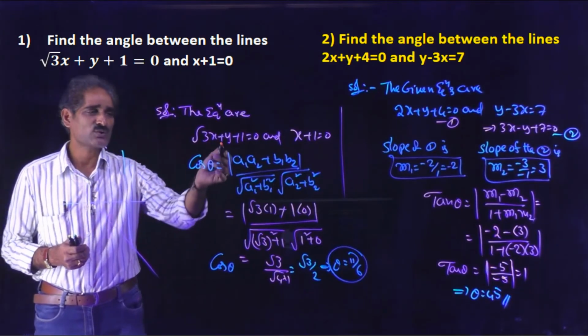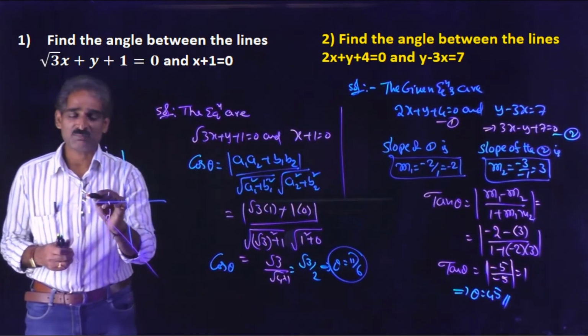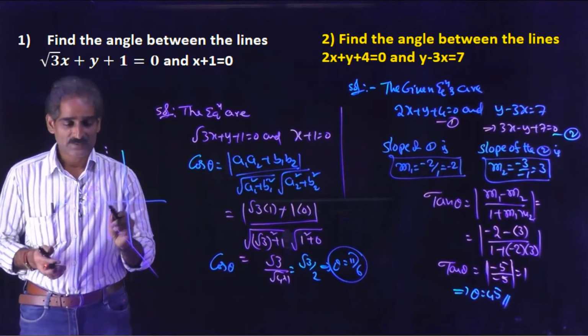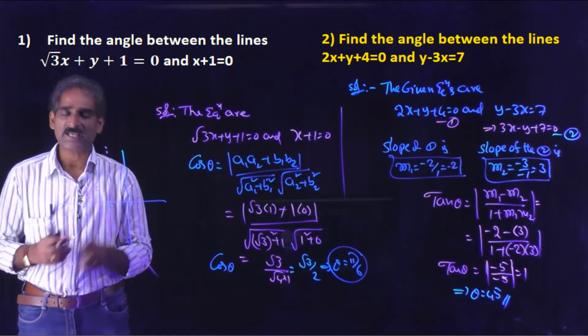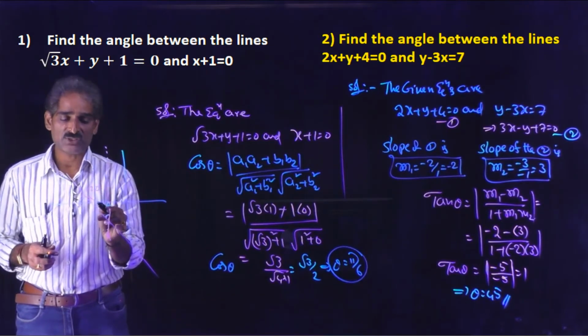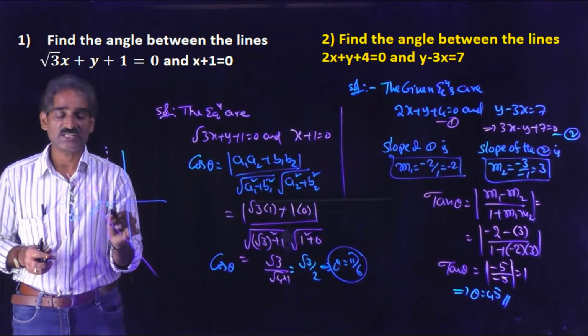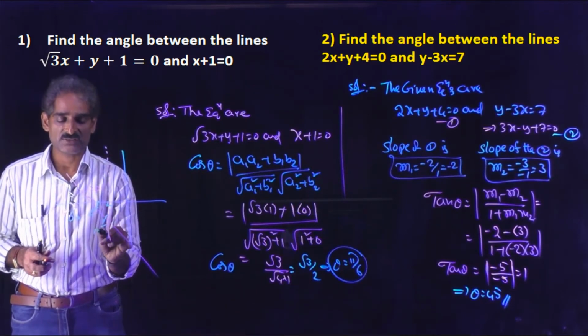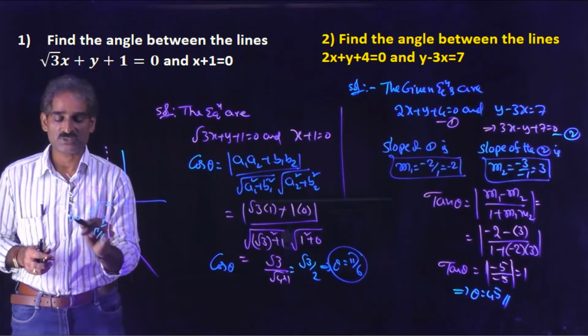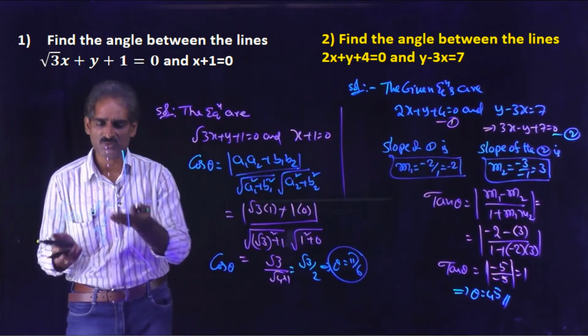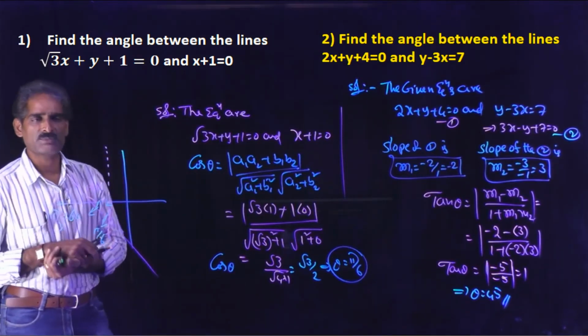So what is the slope of this line? Minus root 3. That means the angle is 120 degrees. This is 90 degrees. 120 means this is equal to 60 degrees, and this is 90, so this angle is 30 degrees. 30 degrees means pi by 6, and 60 means pi by 3. This is another way. In objective questions, you can use this type of method also.